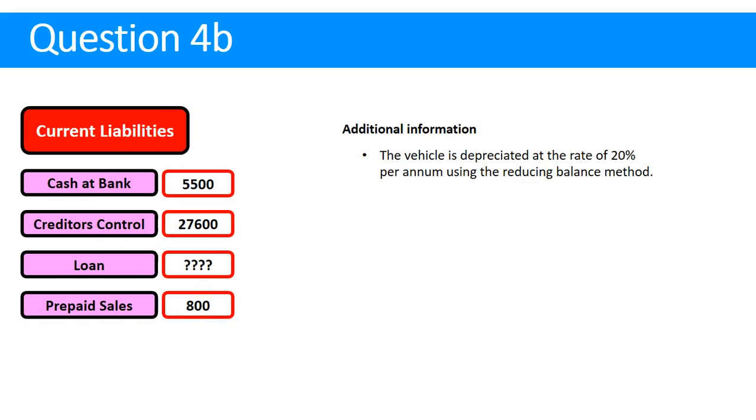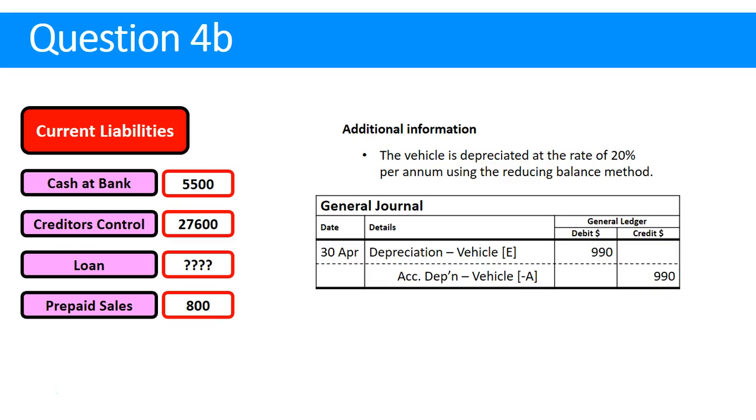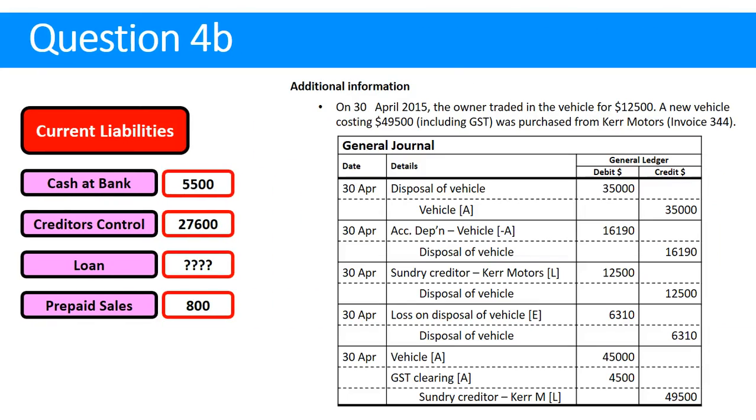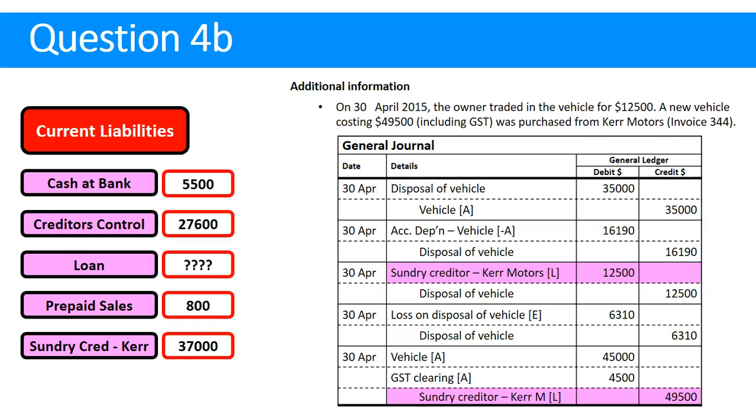The next bit of info was the vehicle was depreciated, and we ended up getting an amount of $990. That's a debit to an expense and a credit to a negative asset, so neither of those will affect this list of current liabilities, so we can move on. And then we had the trade-in. The trade-in required 5 steps, so we go through our answer and look at when we ever touched a liability. We did a debit to a sundry creditor, and then a credit to the same sundry creditor. What's interesting is that that is not a liability that was given to us at the start, so we're going to need to add that in ourselves for $37,000.